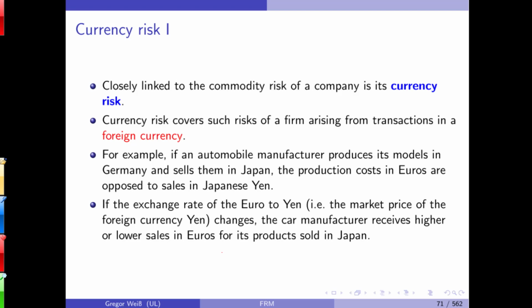Very simple example: Toyota produces a car in Japan, sells it in Europe, has to transport the car to Europe, it sells in euro, workers are paid in Japanese yen. You have a currency exposure. So as soon as you have production costs in one currency and sale revenues in another currency, every company, the perfume store, the shoe shop, every shop and every company will have currency risk.